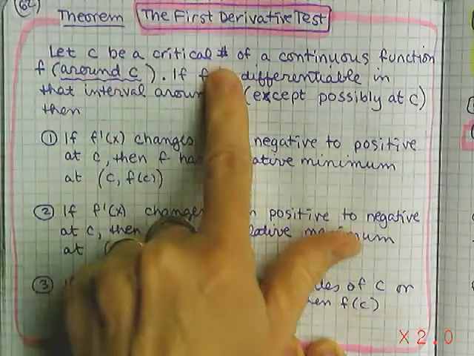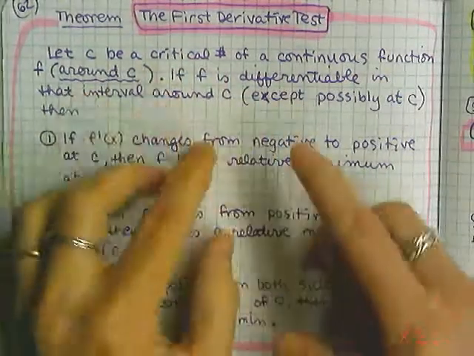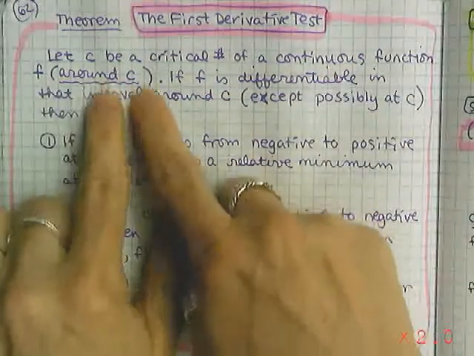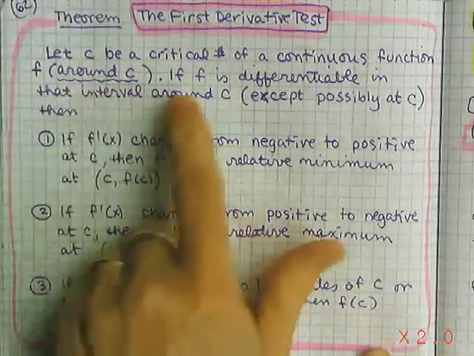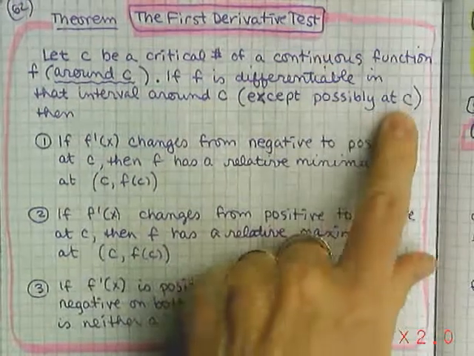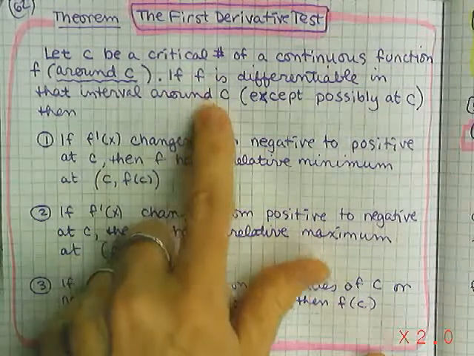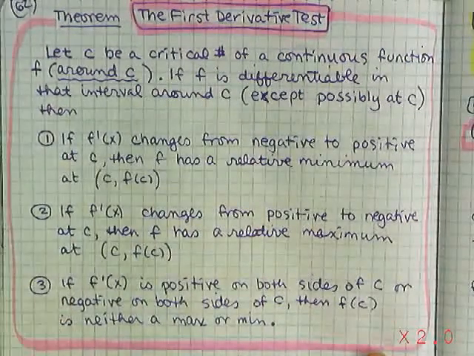Let C be a critical number of a function continuous around C. Now I wrote that, then I wish I hadn't written it that way. The function doesn't have to be continuous everywhere, but it has to be continuous around that value C, a particular critical number C. If it's differentiable in that interval, and maybe not at C, there could be a sharp point, but if it's just differentiable in the interval around C, then three things happen.